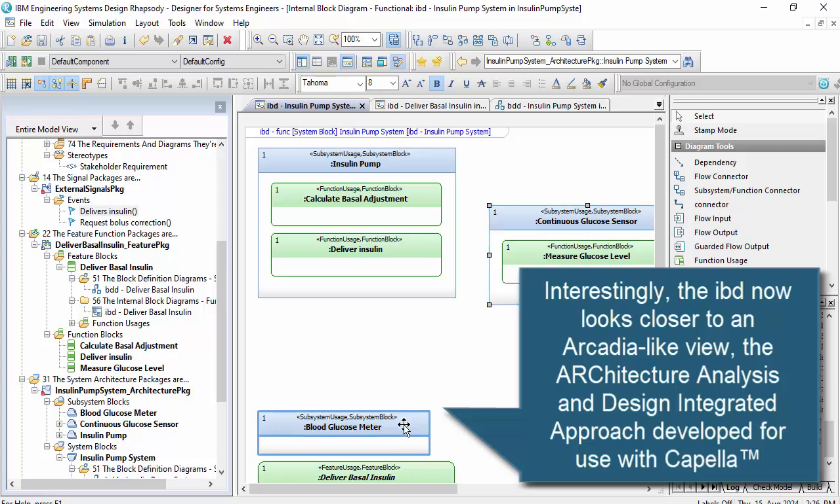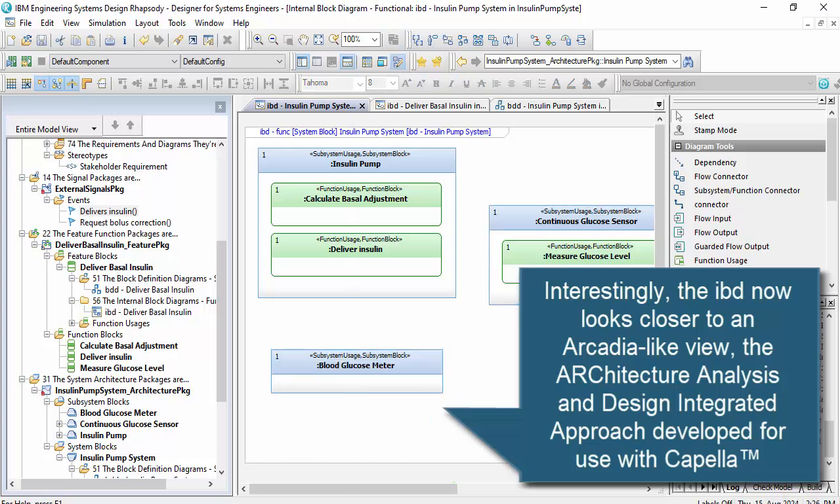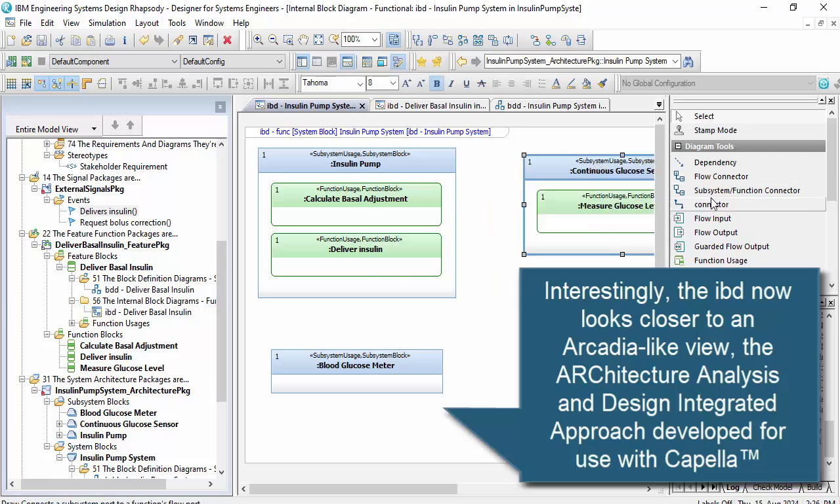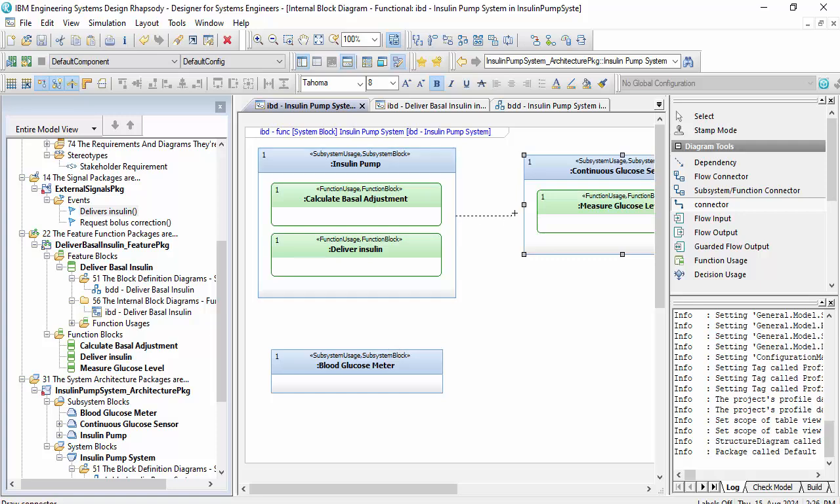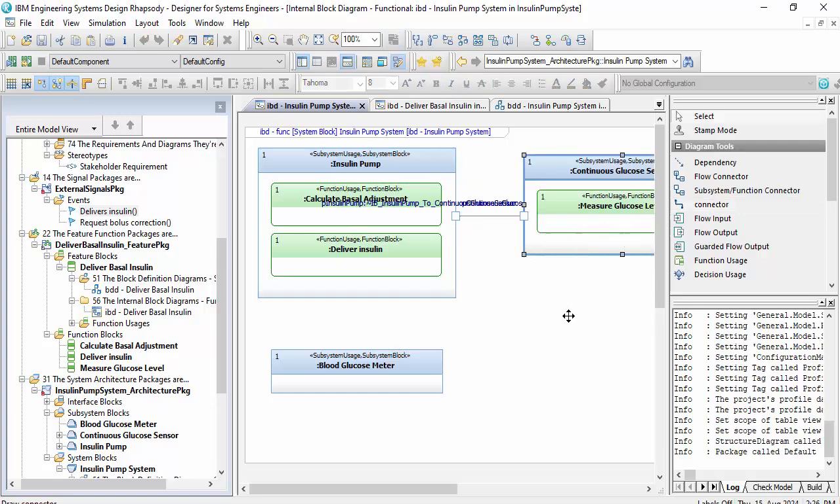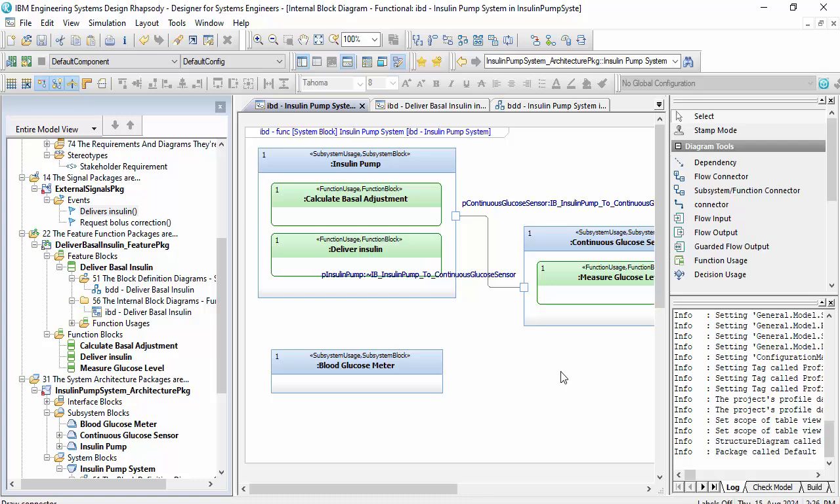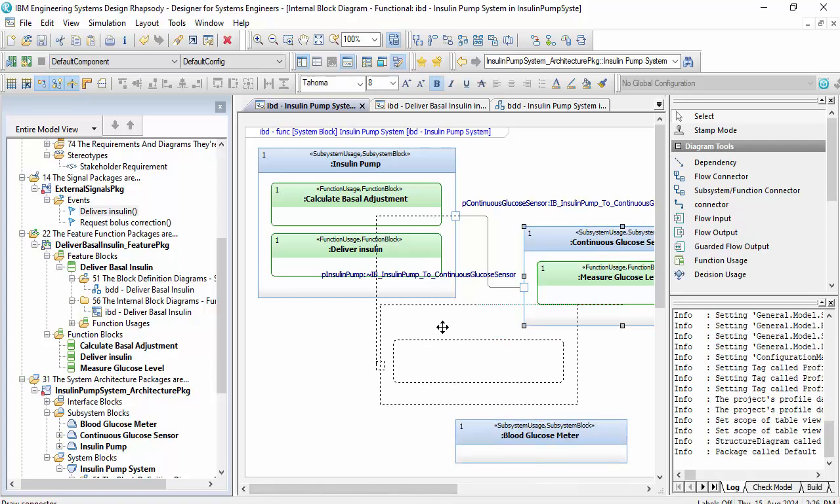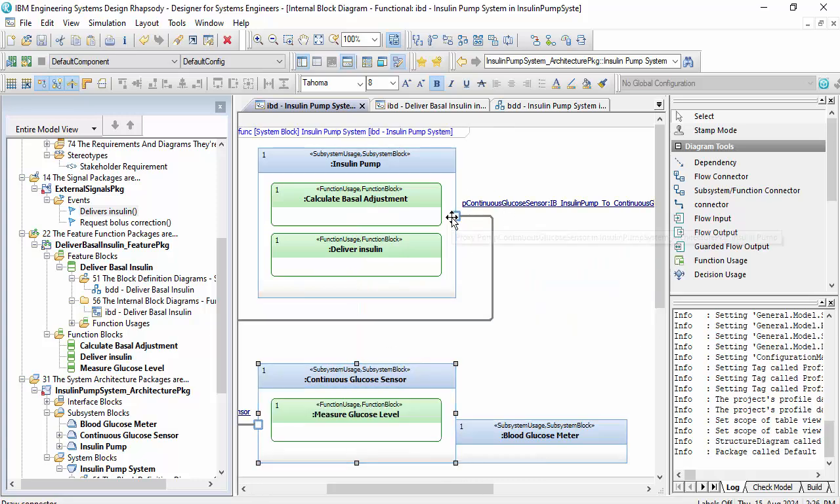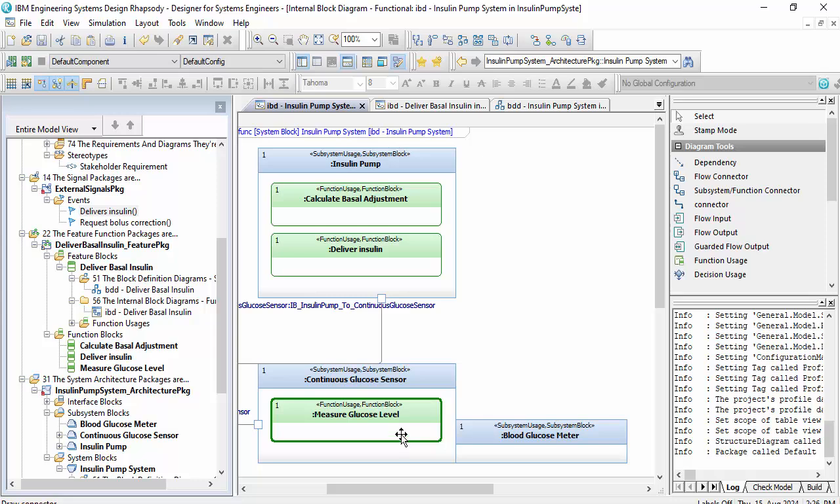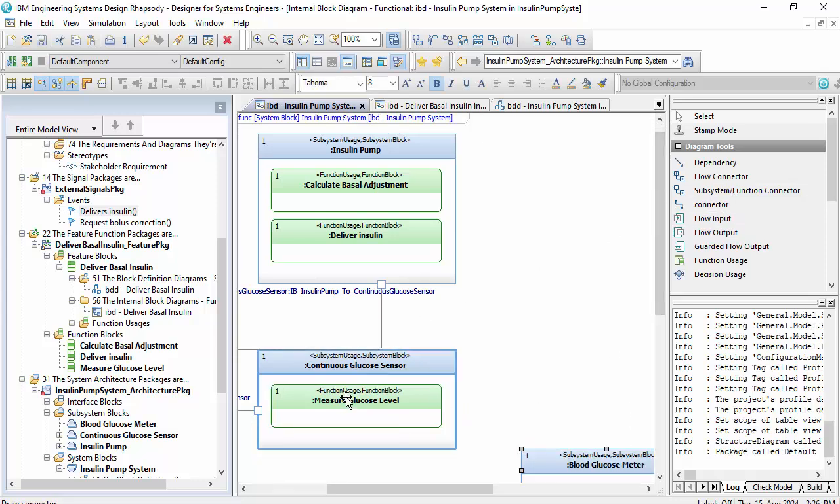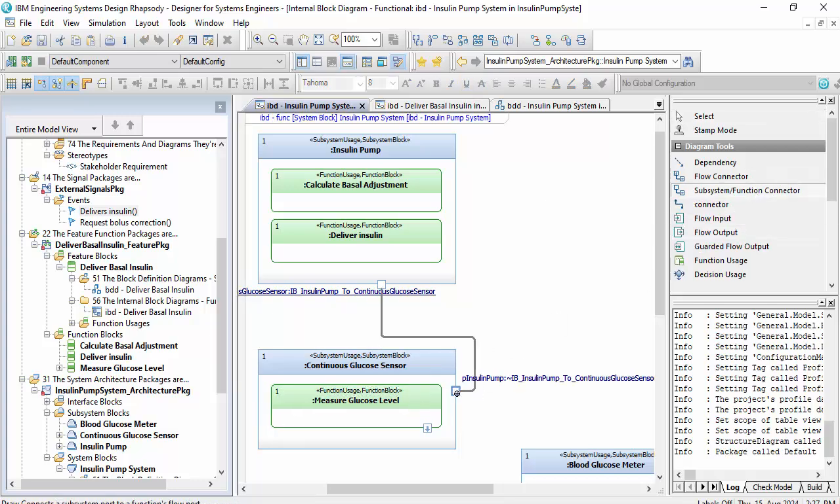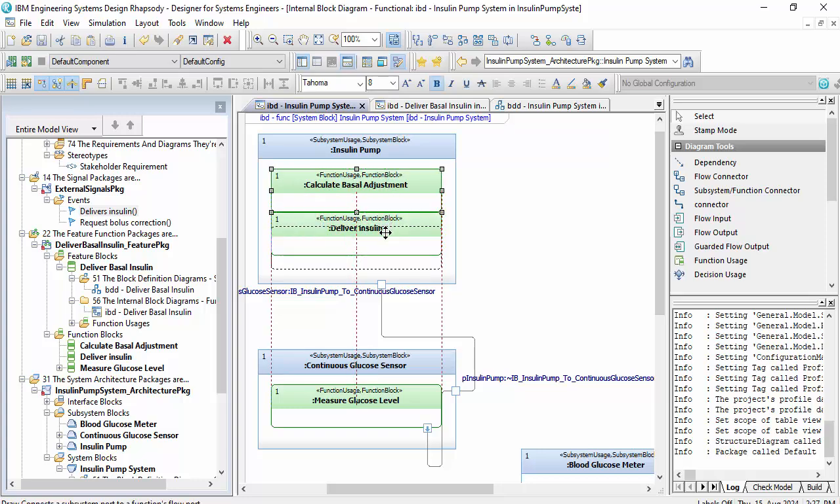So my insulin pump then might have connections with the continuous glucose sensor. The helper's going to automatically create some interface blocks and conjugate one of the ports. If I do that, I could say that the measuring of the glucose level, so maybe it's on this way is a better way of doing it. I could say measuring glucose level produces flows on this connector into, move that around. So these are actually parts.